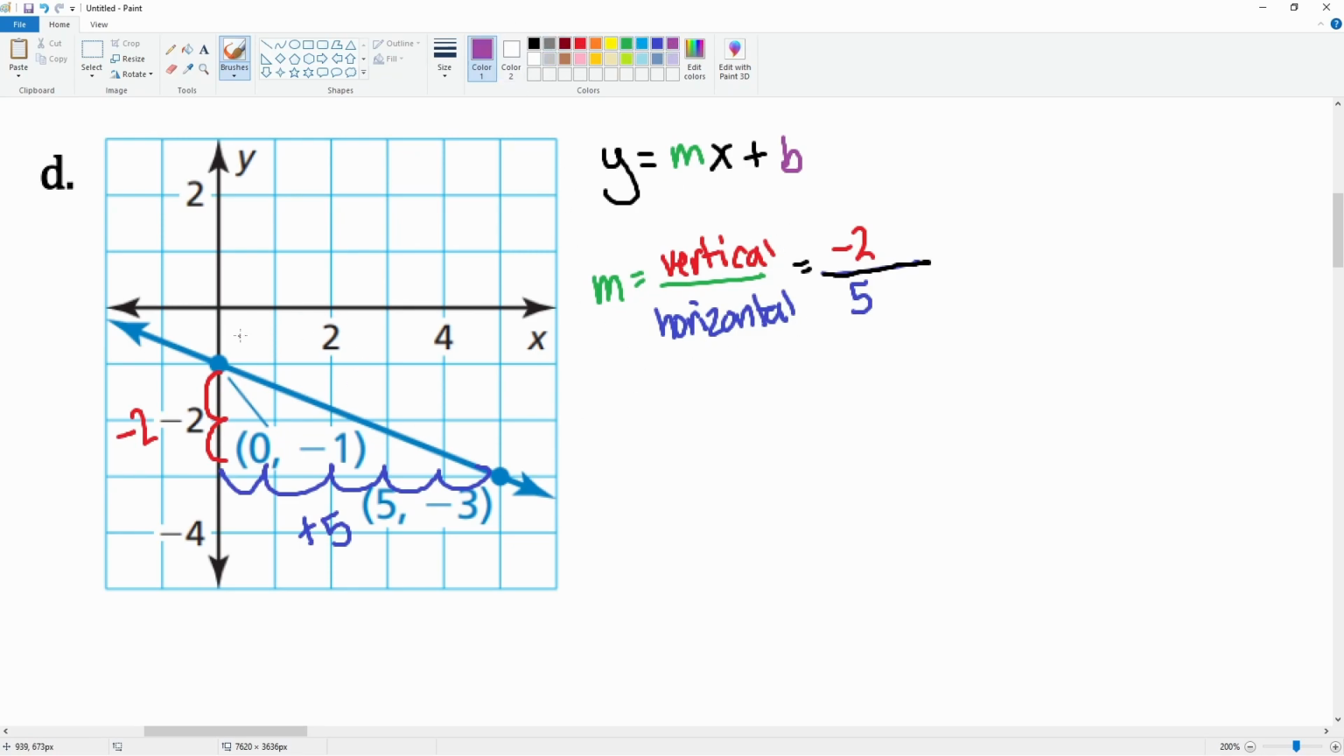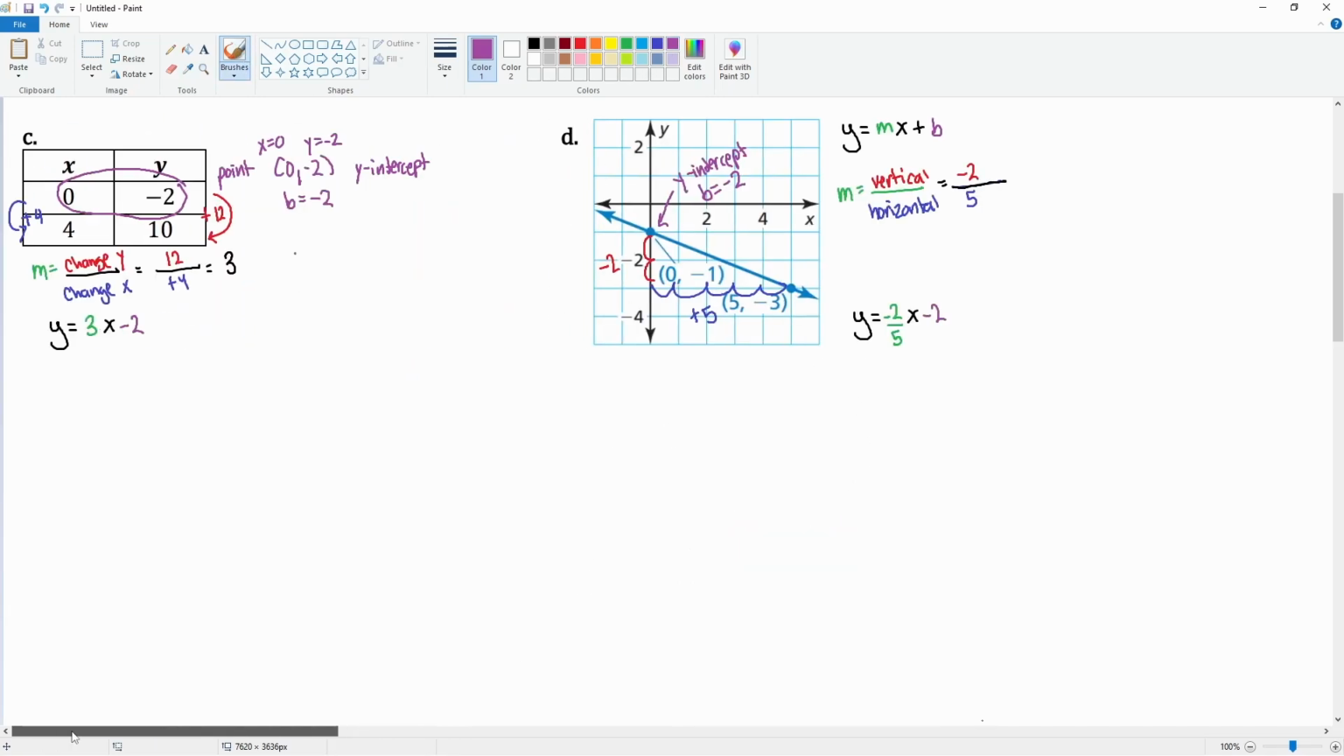Next, we need to find the y-intercept. This is the y-intercept because this is the point at which it crosses the y-axis. So the b here is going to be negative 2. Now we can plug it into our equation. Let's substitute. So we're going to erase this green m. We're going to plug in that slope that we have, which is negative 2 over 5. And then the y-intercept, which is going to be our negative 2. There you go. That is how we write our equation of a line.